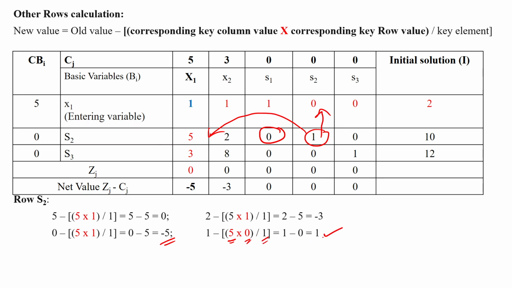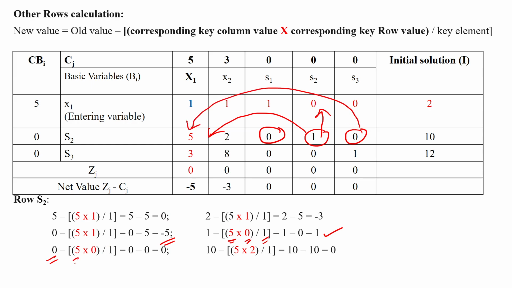So when you are applying, you will get 1, like that. Here, for this value 0, the existing value is 0, the corresponding key column value is 5, the corresponding key row value is 0, and the pivot value is 1. Applying the formula, the arithmetic calculation becomes 0. Then here, 10 is the existing value, minus the corresponding key column value 5 and the corresponding key row value 2, divided by the pivot value 1, and you get the value 0.